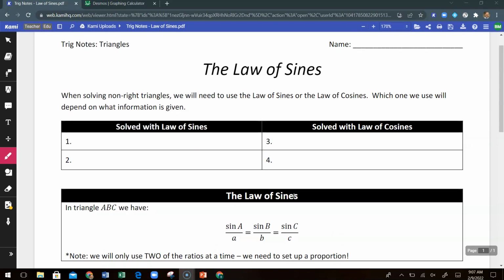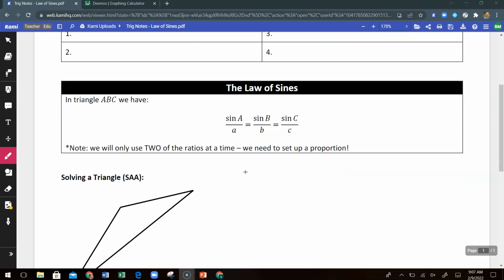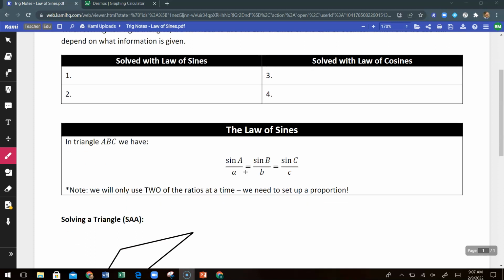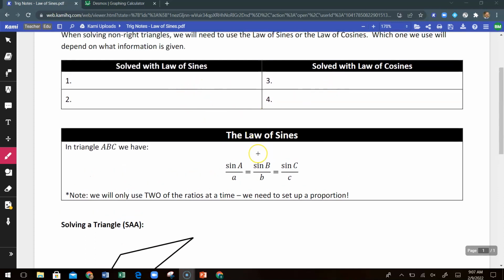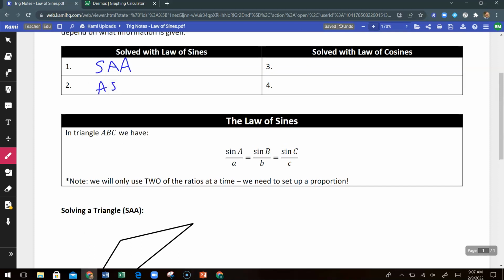Some stuff from geometry that you may or may not remember is triangle congruency and things like angle, side, angle. Basically, what you are given is going to determine which one you're going to have to use. We will use the law of sines for side-angle-angle and angle-side-angle. We will use the law of cosines for side-side-side or side-angle-side. I'll show you a shortcut so we don't even have to think about those things to determine which one to use, after I do the video on the law of cosines.